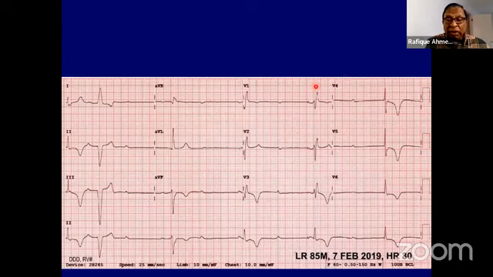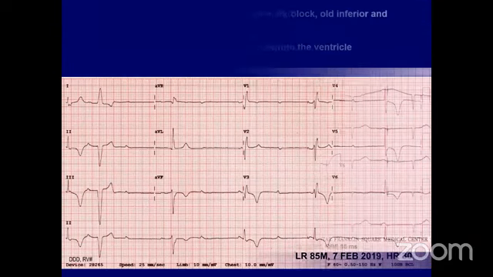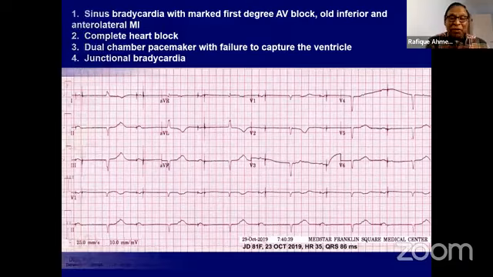Rafique bhai, number 3 is the correct answer, right? Yes, number 3. Exactly.